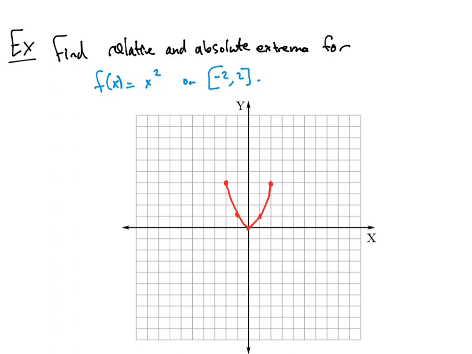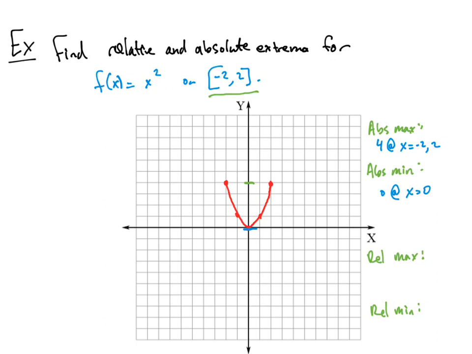All right, let's look at a second example, and this one is quite like the last one. The only difference here is that the interval we're working on is different. So again, let's find the relative max and the relative min, and the absolute max and the absolute min. So for our absolute max value, again, it's going to be 4. But in this case, it occurs at 2 different locations. So we're going to say 4, and that's going to be when x is -2 and +2. We have the same absolute minimum value. That's going to be 0, and that's when x is equal to 0.